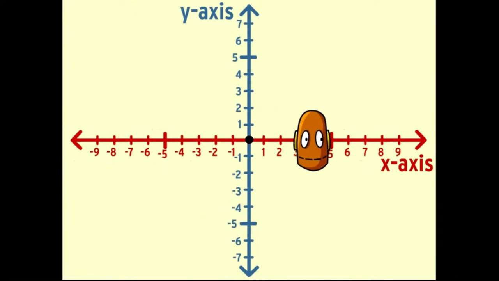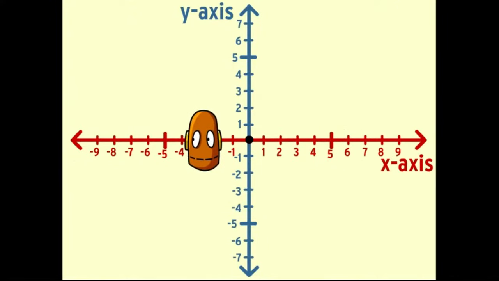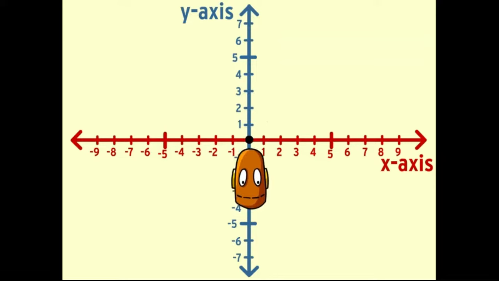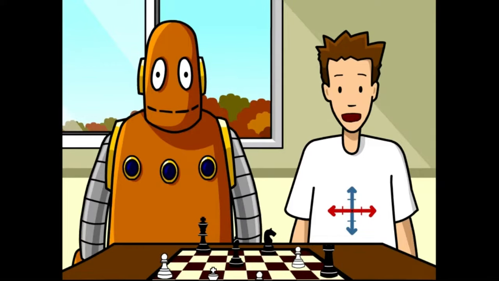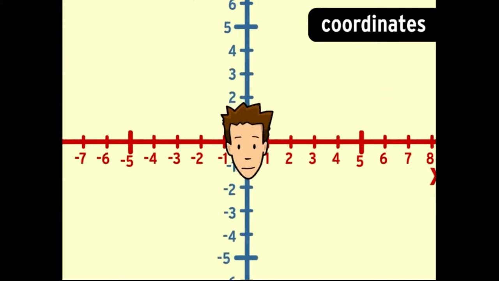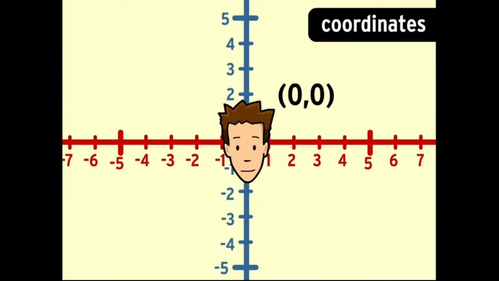One line represents the horizontal distance from the origin. We call that the x-axis. The other line represents vertical distance from the origin. That's called the y-axis. These lines help us find our way around the plane. Well, everything starts from the origin. The coordinates, or the address of the origin, are 0, 0. That means to find the origin, you have to move 0 units horizontally and 0 units vertically.